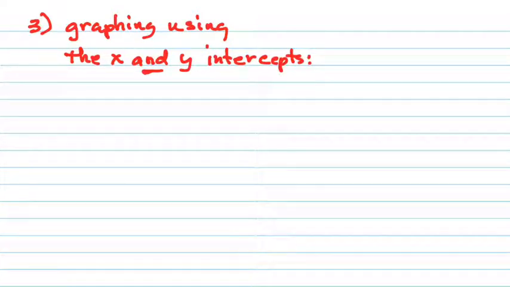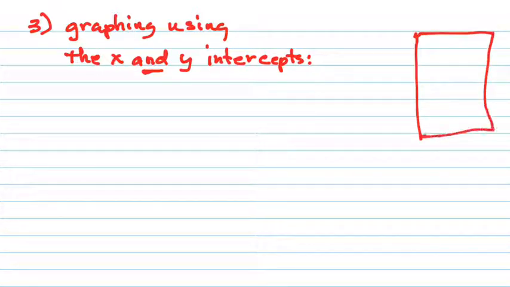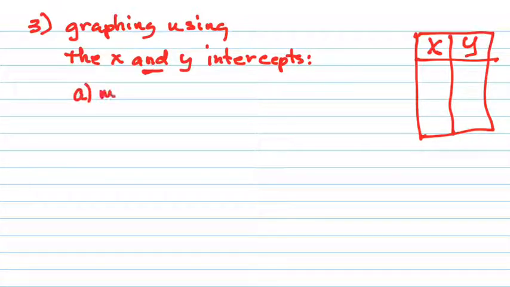Now, this method is really good. It's really fast. It's a kind of a way of using the chart. But you're going to make a special chart with only two values on it. So the first step, make a chart.